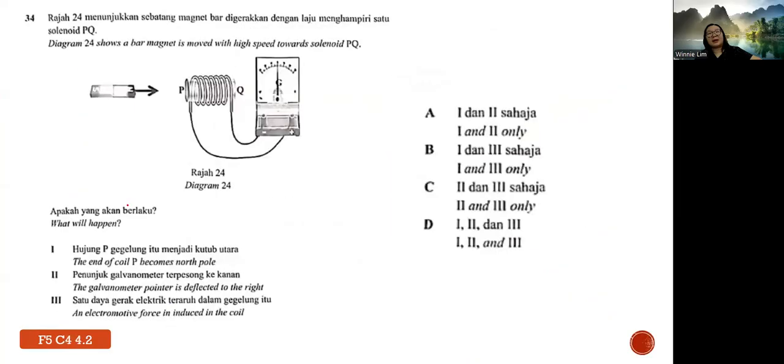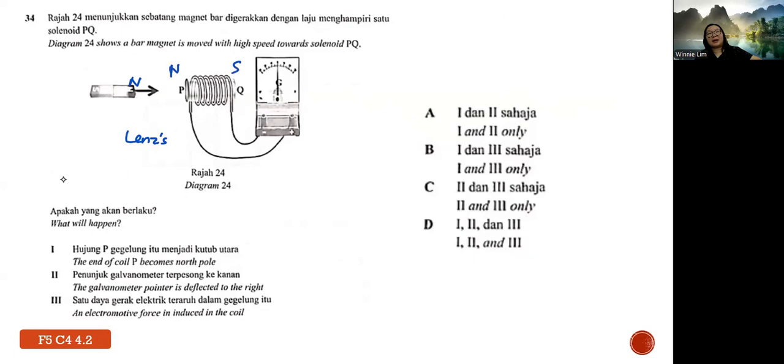34. Diagram 24 shows a bar magnet is moved with a high speed toward the solenoid PQ. What will happen? As you can see, the end of the magnet that moves toward the solenoid is what pole? North pole. So based on Lenz's law, when you move towards, it wants to oppose you. So automatically P will produce north pole. Then the other side will be south pole.